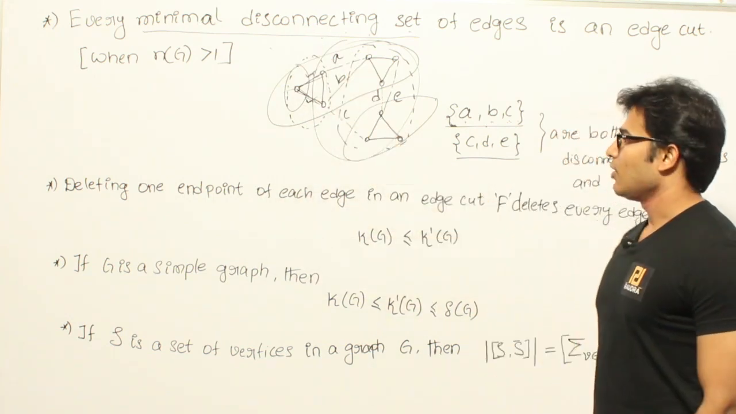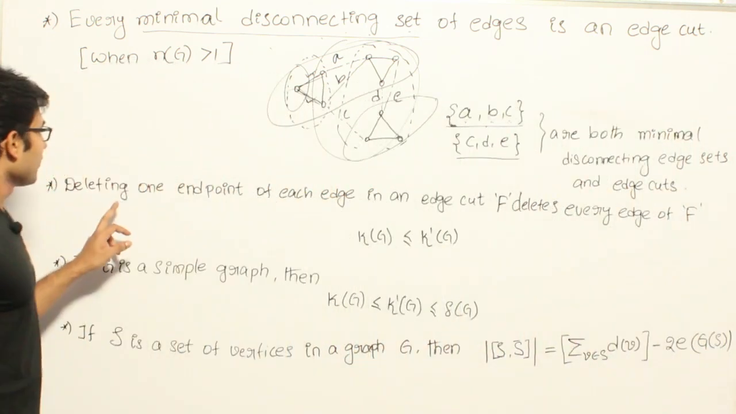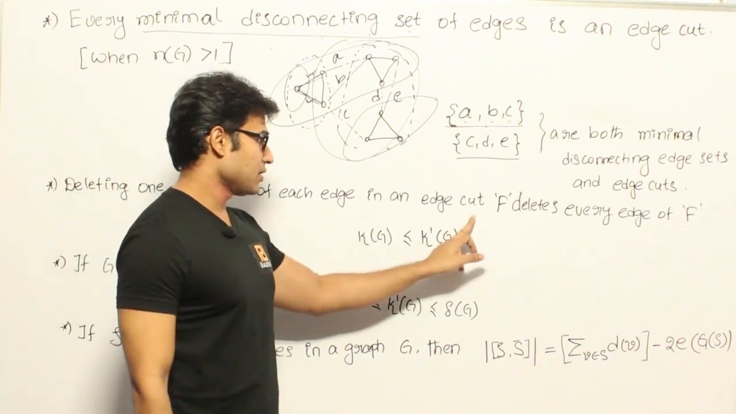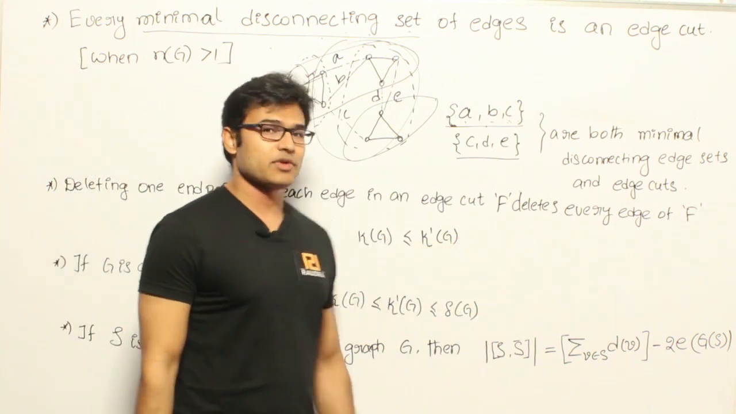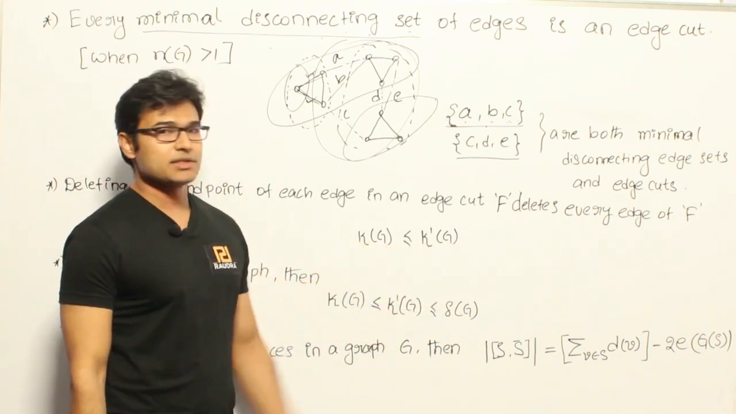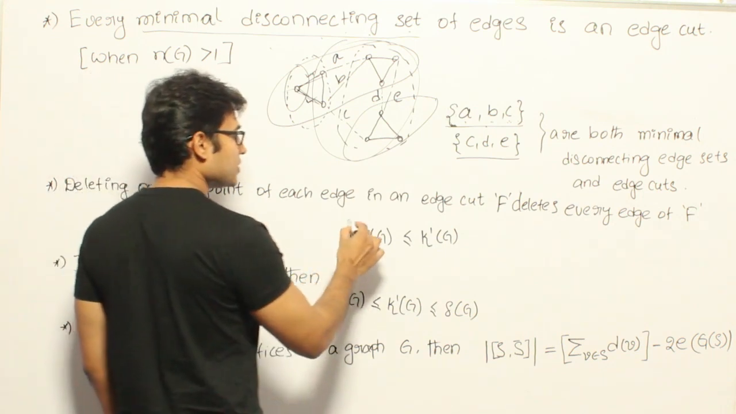Got it? Okay. Now let's look at the next point. Deleting one endpoint of each edge in an edge cut F deletes every edge of F. Therefore vertex connectivity is less than or equal to edge connectivity. Okay, so I'll explain what they mean to say by this.